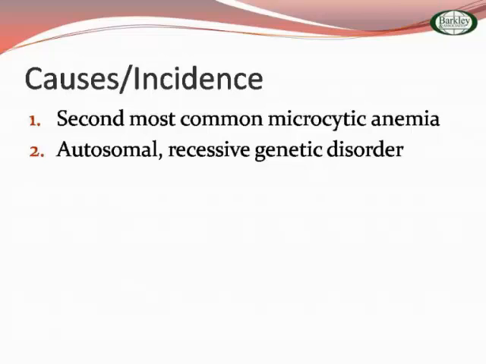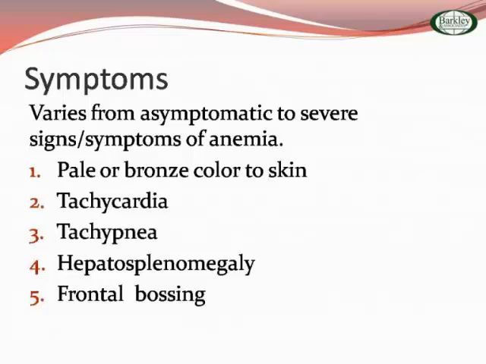It's the second most common anemia. It's autosomal recessive. These are individuals that already probably have some bronze-colored skin, pale skin, because of their ethnic background. Tachypnea, tachycardia, enlarged spleen, frontal bossing. The bones, where is the bone marrow? All the bone marrow areas, like the frontal area and the long bones, work overtime, and so you're going to see bony prominence in facial bones as well as in the jawline and so forth.